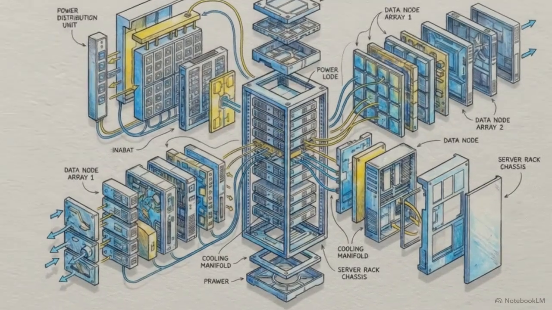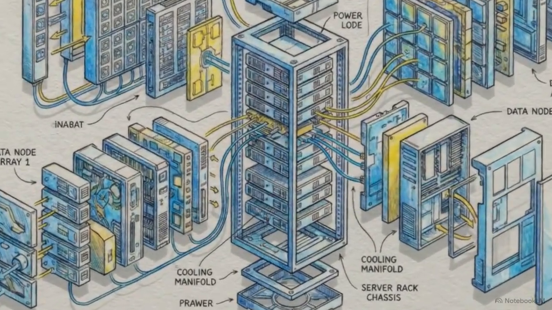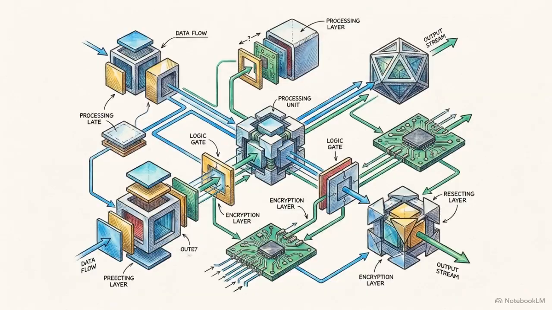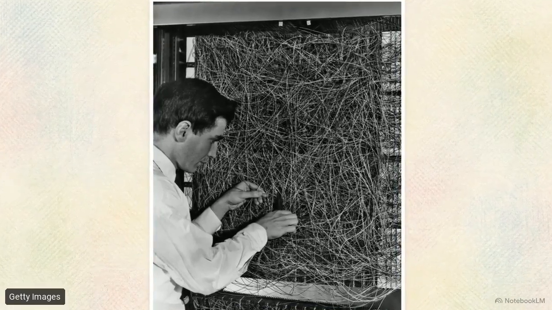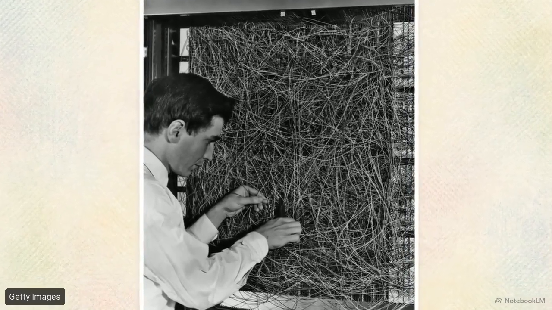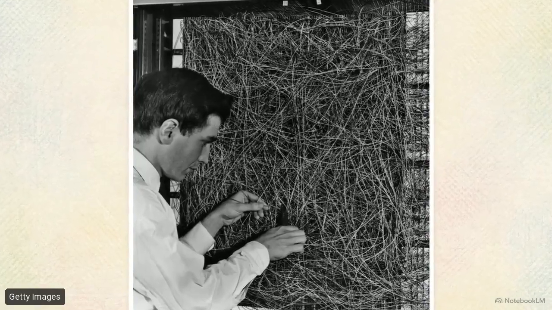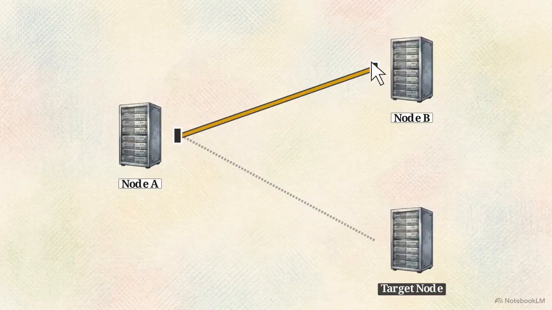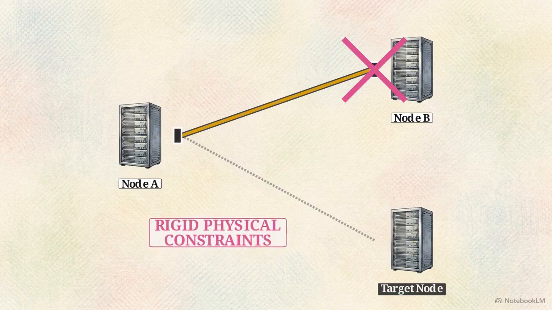If you map out the physical hardware topology of a modern data center, you are looking at an illusion. The physical location of a server no longer dictates how information flows through it. Look at this archival photograph of early computer networks. For decades, networking was defined by copper and routing tables. Making a change meant physically moving a plug. Information was bound by these rigid physical constraints.